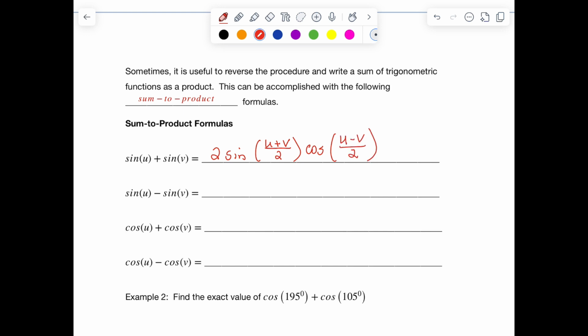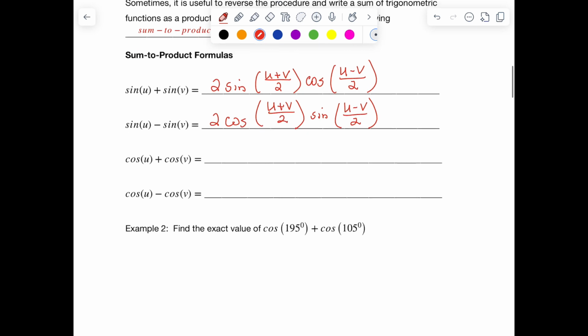Now, if you have sine of angle u minus sine of angle v, that'd be 2 times the cosine of angle u plus angle v divided by 2 times the sine of angle u minus angle v divided by 2. I think I said that wrong.